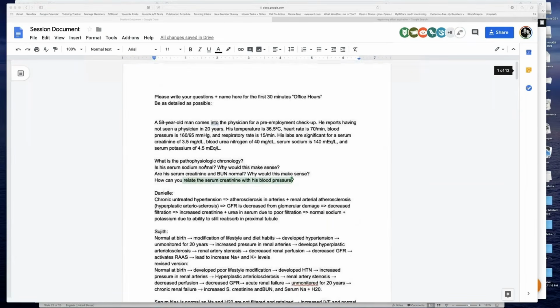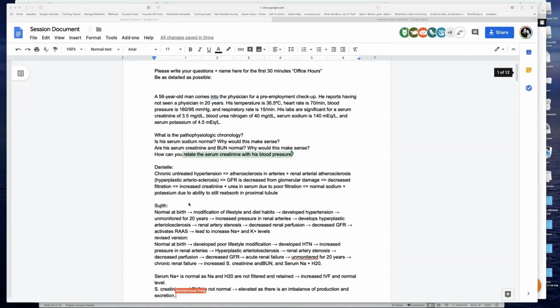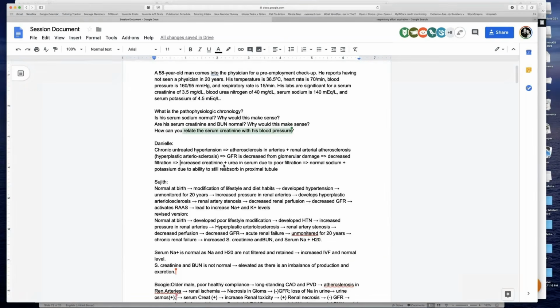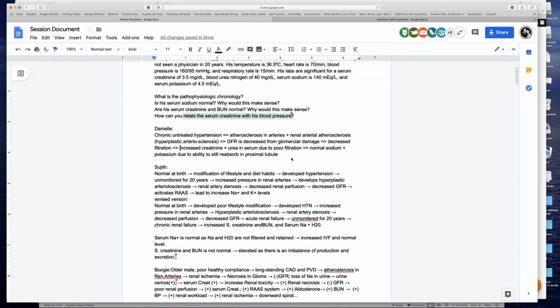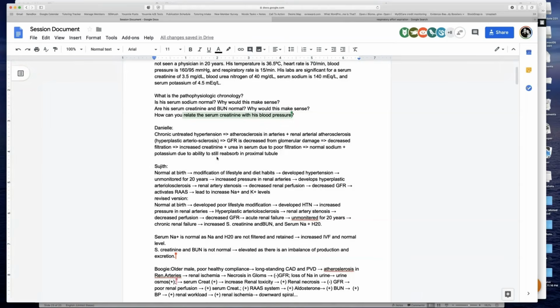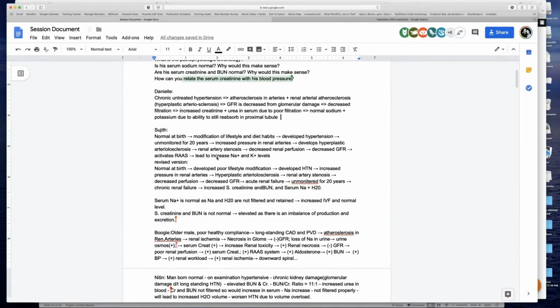All right, so Danielle, chronic untreated hypertension leads to atherosclerosis. Sure, I guess it could lead to renal artery stenosis, but mainly it's just going to cause kidney failure. So GFR is decreased, with decreased filtration, increased creatinine and urea, and normal sodium concentration, right? Yeah, so you can still absorb and secrete enough. That's good basic.